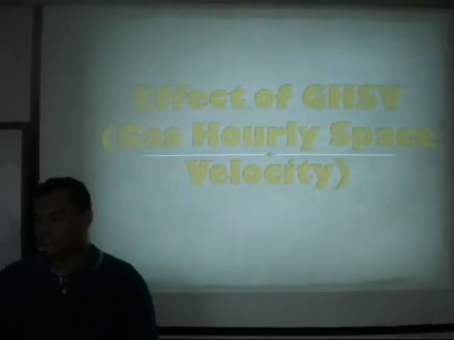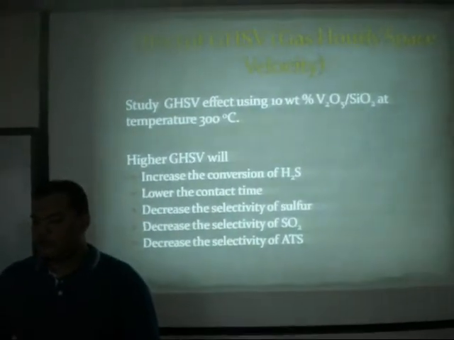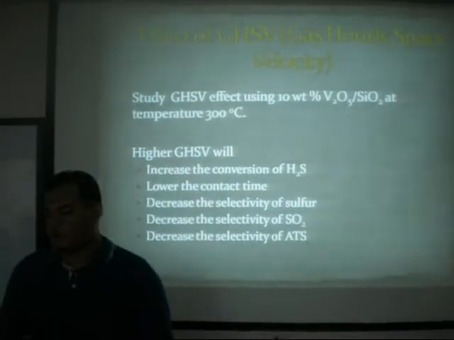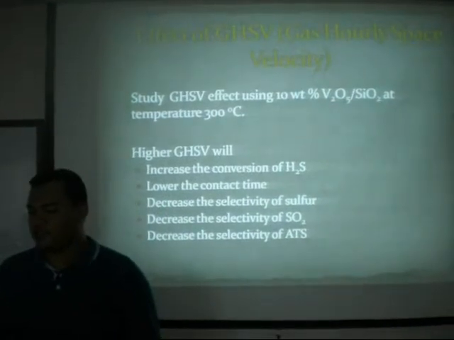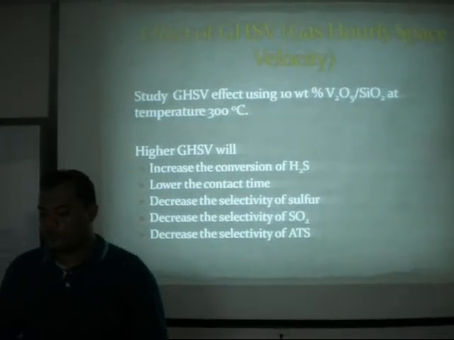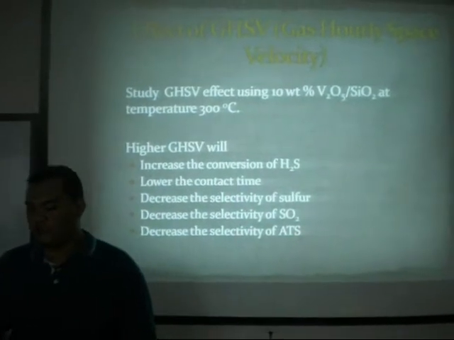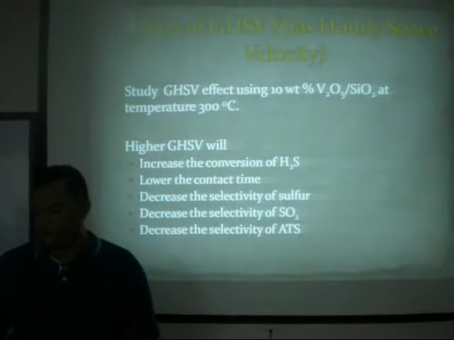So the effect of GHSV, which is the gas velocity. The increase of GHSV means that we lower the contact time for the process. Okay? Using the catalyst vanadium and SiO2, we know that the higher GHSV also shows an increase in the conversion of H2S as well as a decrease in the selectivity of sulfur.